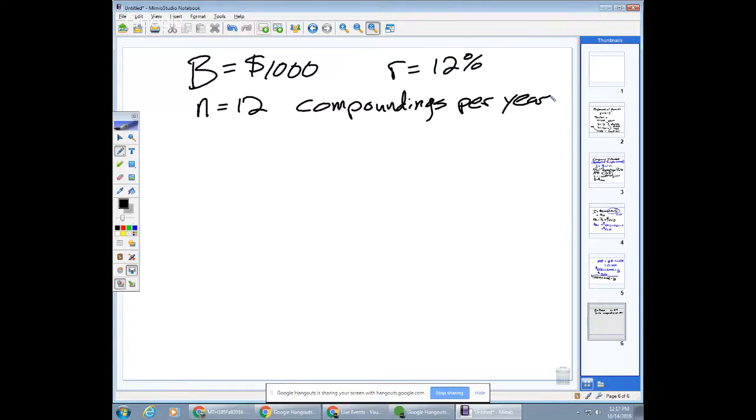So with the 12%, that's an APR, right? Generally, given rates are APRs, annual percentage rates. I'm also collecting interest monthly. So I just want to make a table to see what happens over a bunch of months.